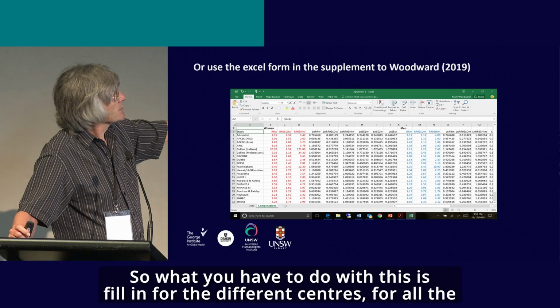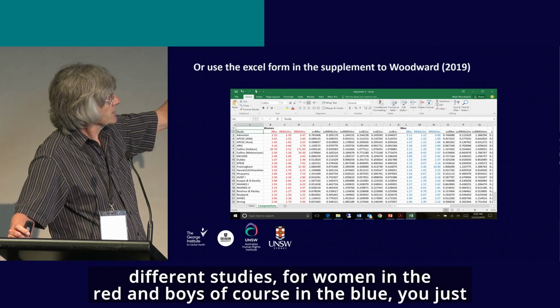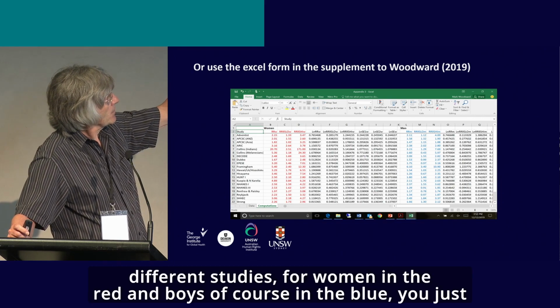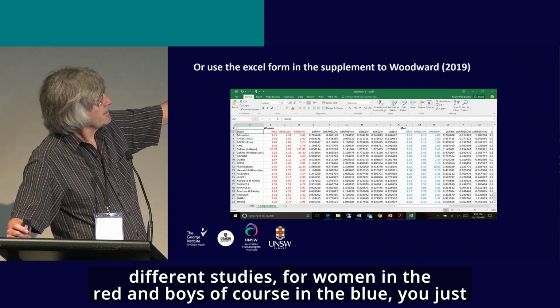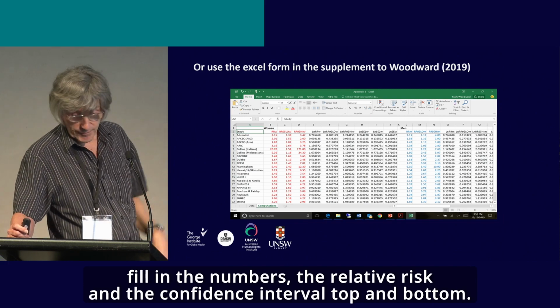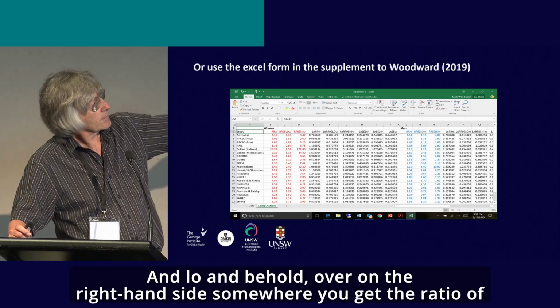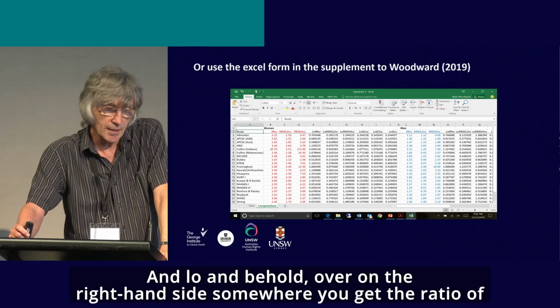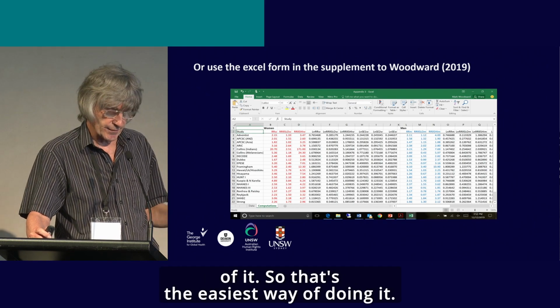So all you have to do with this is fill in for the different centers, for all the different studies, for women in the red and men, of course, in the blue. You just fill in the numbers, the relative risk and the confidence interval, top and bottom. And lo and behold, over on the right-hand side somewhere, you get the ratio of relative risks and the confidence interval out of it. So that's the easiest way of doing it.